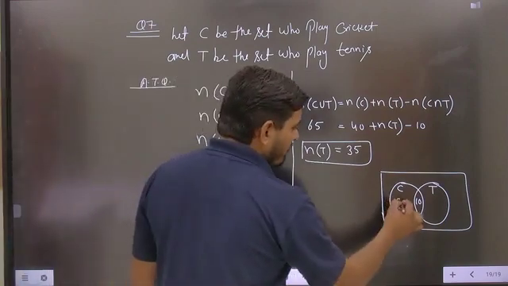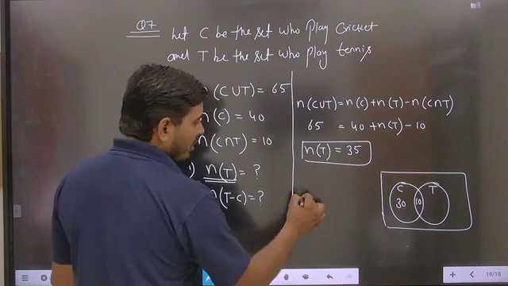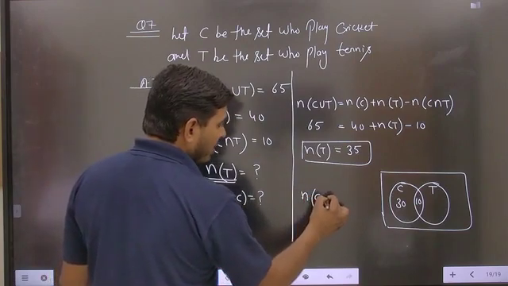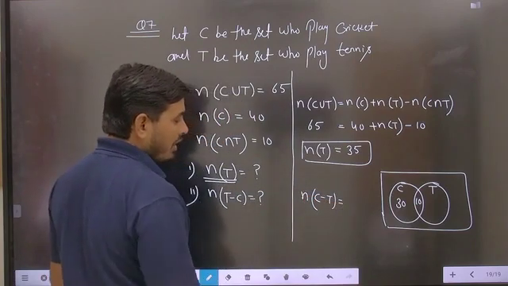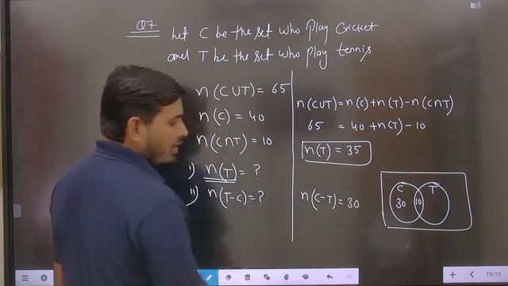So this particular part has the value of 30. So you can say that the number of persons who like cricket only is represented by n of C minus T, and the answer will be written as 30.